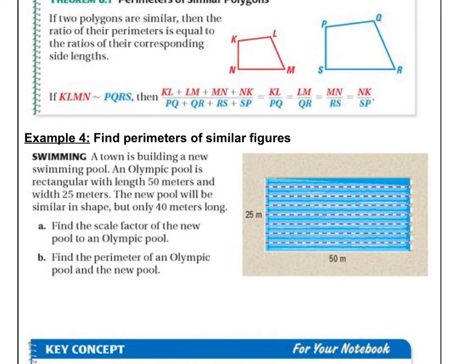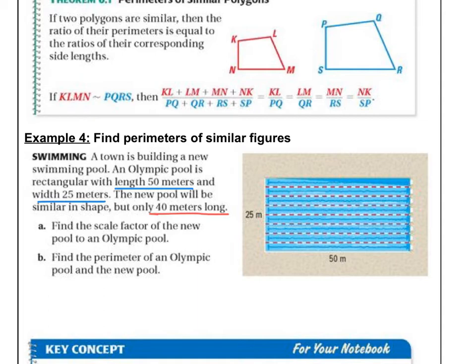Okay, all right, so a town is building a new swimming pool. An Olympic pool is rectangular with lengths 50 meters and 25 meters. The new pool will be similar in shape, but only 40 meters long. Okay, so the length is 50 and width is 25. The new one, length is 40.